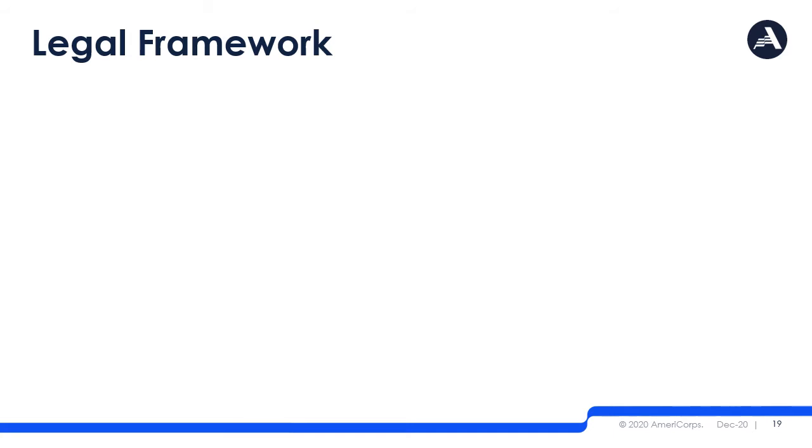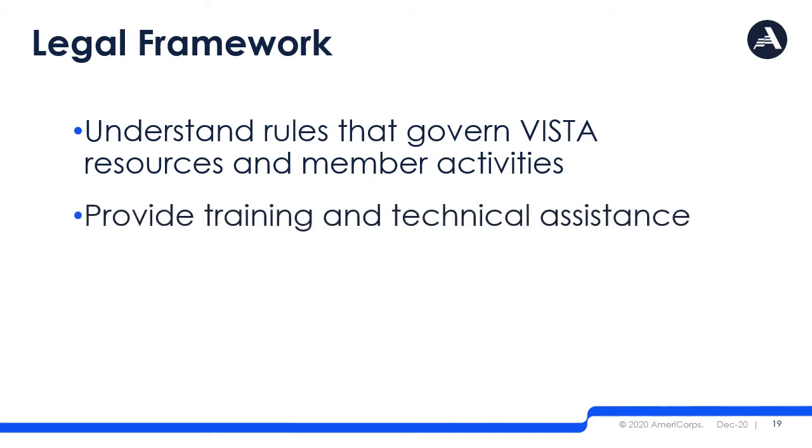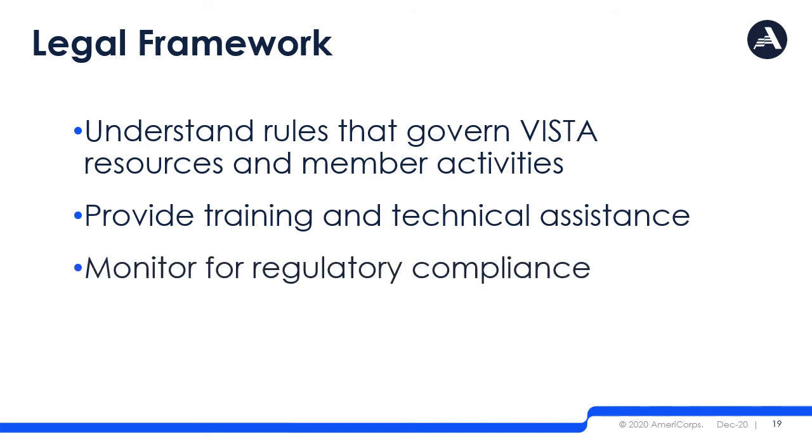There are a number of things VISTA sponsors must do to make sure they and their VISTAs comply with the regulations. They first must know and understand the rules that govern VISTA resources and member activities. Next, they must provide training and technical assistance to VISTA members, site supervisors, and others involved with the project to ensure everyone understands what VISTAs are able to do and what they're not. And sponsors must monitor the project for compliance. And if issues are identified, they need to take corrective action.